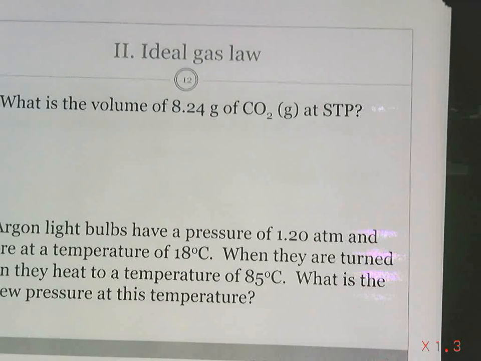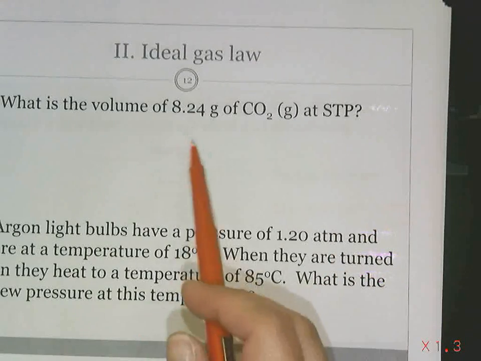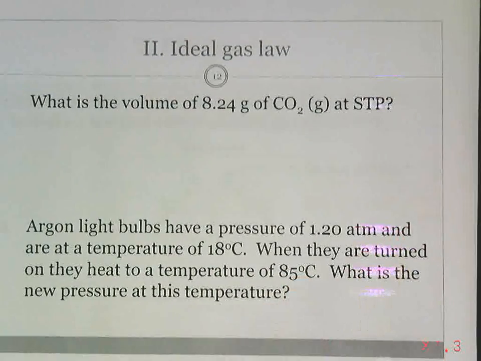All right, so looking at the ideal gas law, let's see if we can use it in this problem. Let's say I want to figure out the volume of 8.24 grams of carbon dioxide at STP. There's a few different things going on here. First, we have to figure out what STP is. And then I gave you the number in grams rather than moles, so we'll have to figure out how to get that from grams to moles.